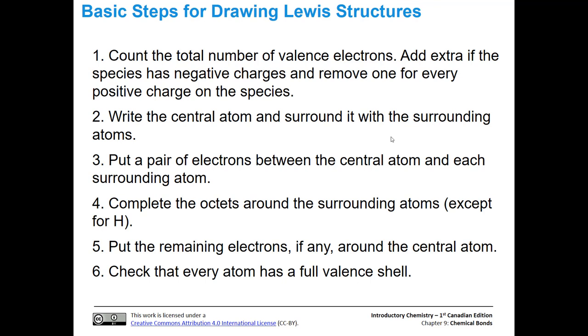And then we're going to go around with the remaining valence electrons. We're going to complete those octets. So we're going to make sure that every single atom in our compound has an octet around it, except for hydrogen, of course, which is satisfied with two electrons, and that fills its valence shell. After that, we're going to put any remaining electrons on the central atom. So that's where they would go if you still had electrons left over after filling all the octets on the surrounding atoms. And the last thing we're going to do is check that every atom has a full valence shell, or 8 electrons.